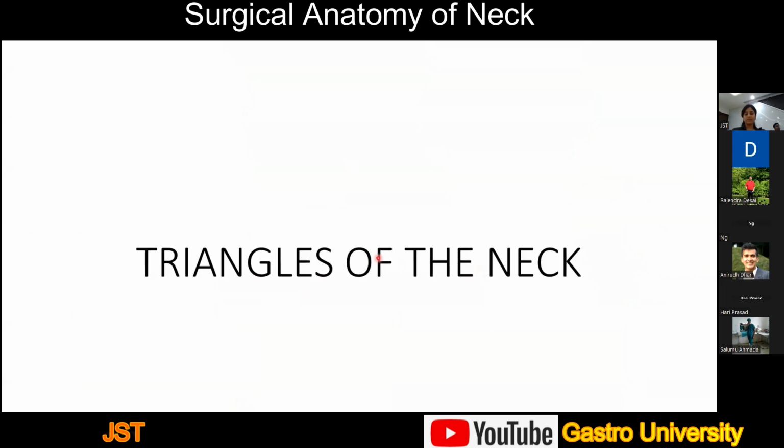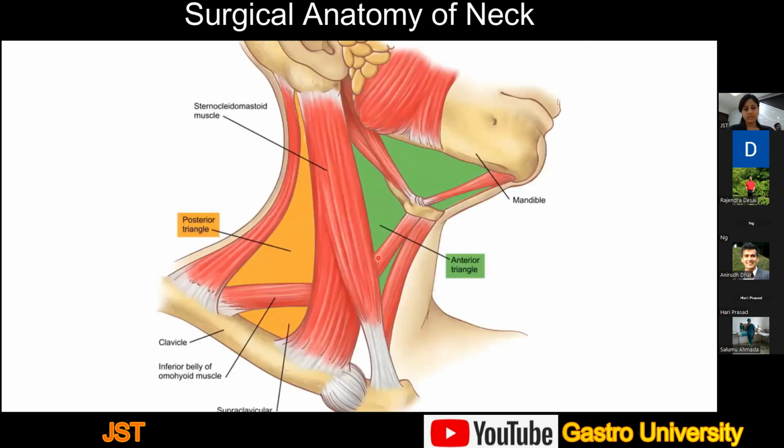Now, quickly about the triangles of the neck. What are these triangles? We have two triangles, anterior and posterior. The anterior are further divided into 4 triangles and the posterior into 2 triangles.